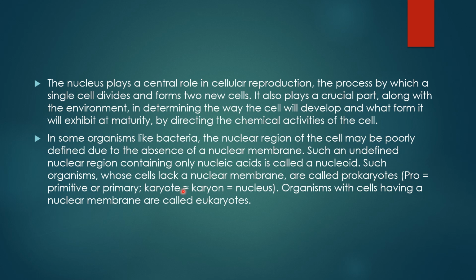Such organisms whose cells lack a nuclear membrane, we call prokaryotes. Pro means primitive or primary, and karyote is derived from karyon, that is, nucleus. So organisms with cells having a nuclear membrane are called eukaryotes. Okay, so there are two types, prokaryotes and eukaryotes, right?